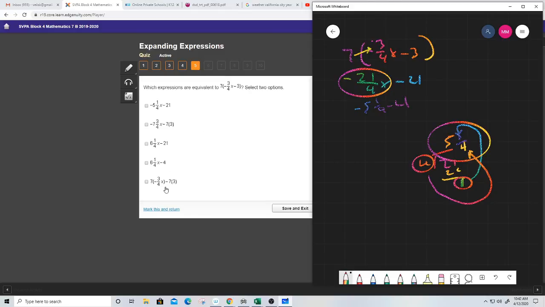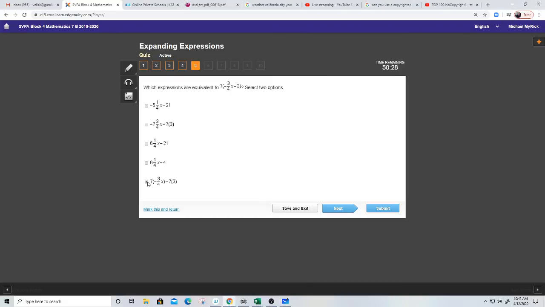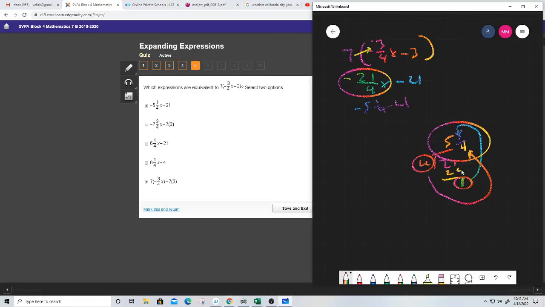And look right here. This is the exact same thing we did here. So we're definitely picking this one. And the other one, the only other one with negative 5 1/4 x minus 21 is that one. Double check. Negative 5 1/4 x minus 21. Check. Checkmate.